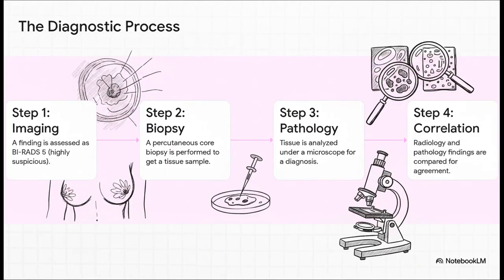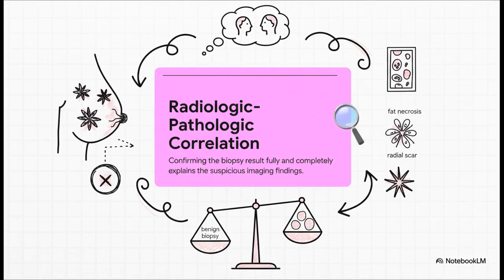See, it's not just one step. There's this rigorous multi-step process. It starts with that suspicious image, which leads to a biopsy, where they take a tiny tissue sample. Then, a pathologist looks at that tissue under a microscope. But it doesn't stop there. The final and arguably most important step is putting all those pieces together. This step is called radiologic-pathologic correlation.